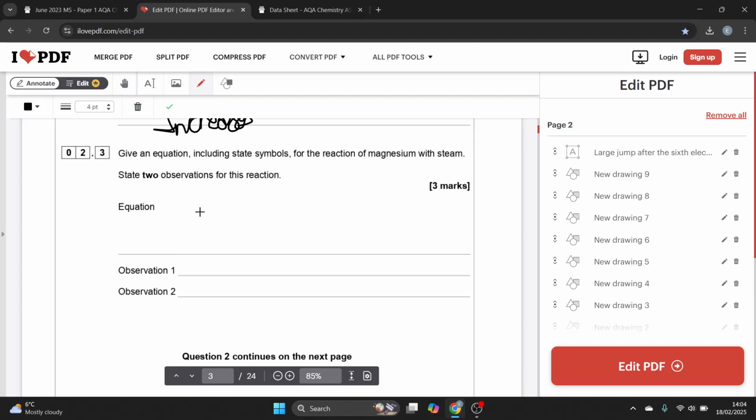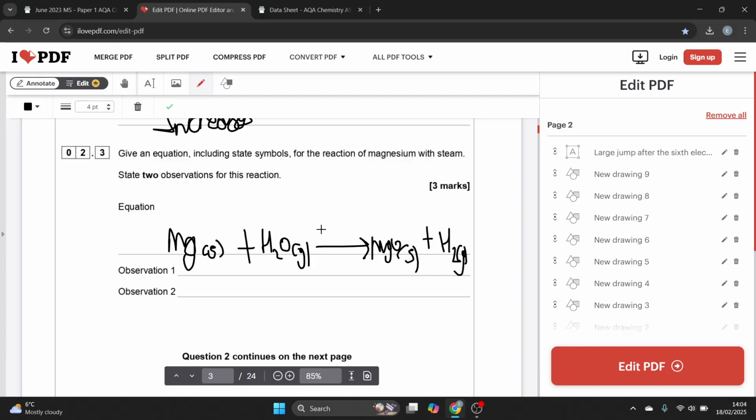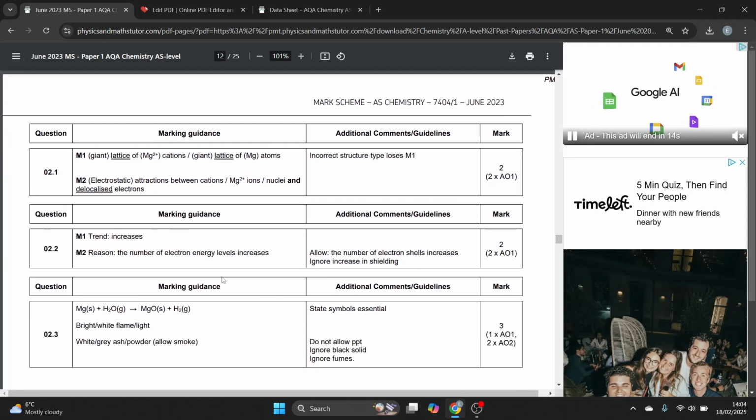Give the equation including state symbols for the reaction of magnesium with steam. So magnesium with steam, including state symbols, so Mg solid. Because it's steam, the H2O is going to be gaseous, and it's going to form magnesium oxide plus hydrogen gas, and the magnesium oxide is going to be solid. That's just how well you know your equations. You either know it or you don't. There you go. Mg solid plus H2O gaseous forms MgO solid plus H2 gaseous.